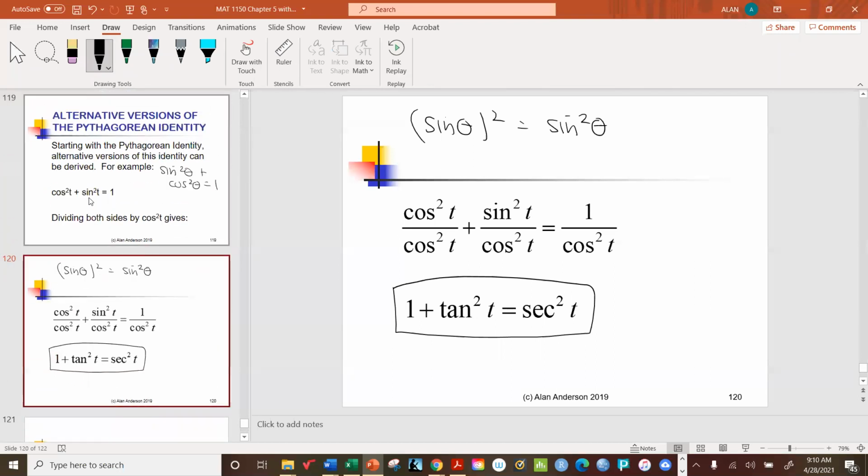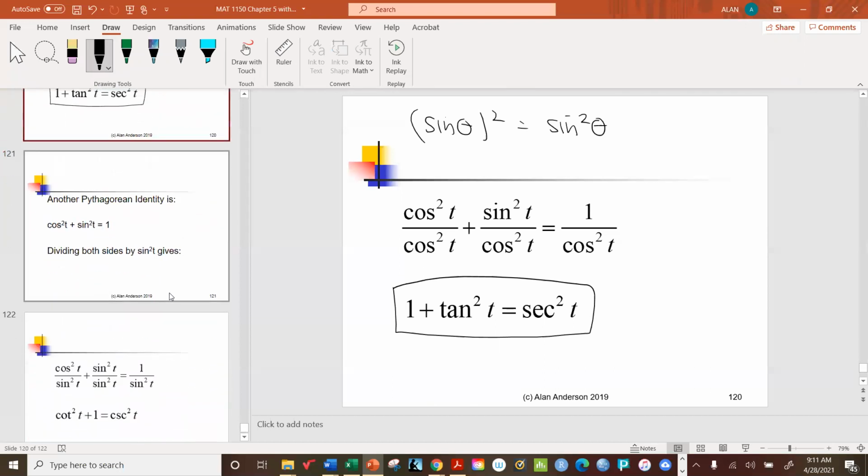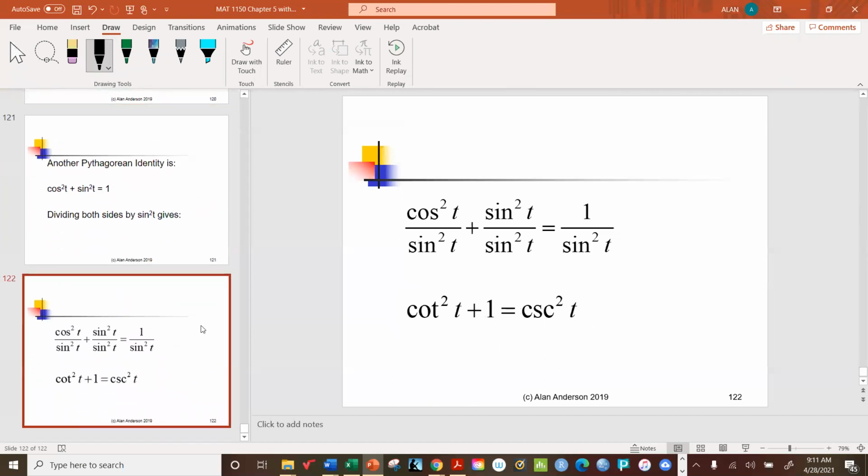Now, if I go back to the original identity and instead divide by sine squared on both sides, this is my final result. Oh, okay, here you go. How interesting is that? So there's really 3 of them, but in reality, there's only 1, and the other 2 are simply derivations from it.